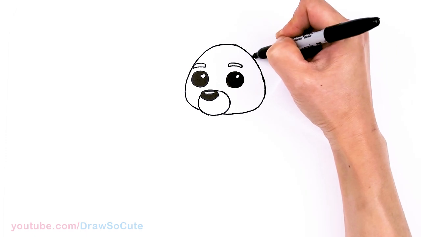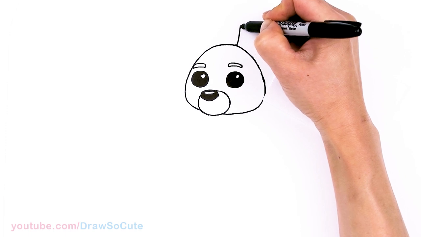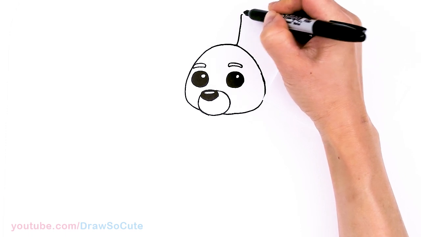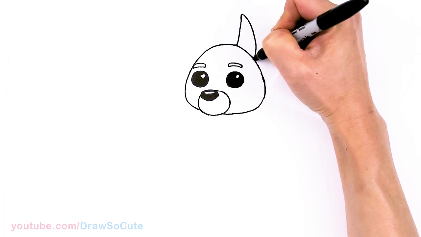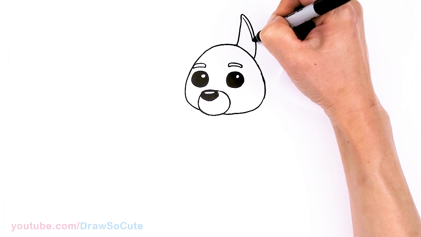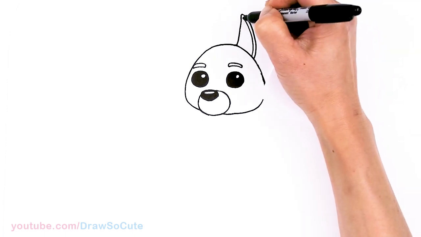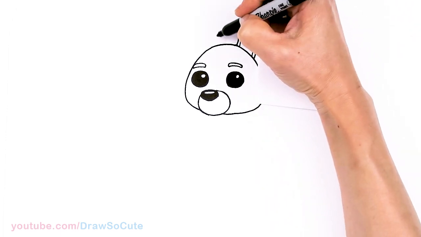So in this area right here where it starts to taper down, we're going to draw an ear. So let's bring this up about right here. Round off the tip and then bring it right back down. And you can draw in some details right here. Just going to come in here, curve, and a curve. So same thing over here.